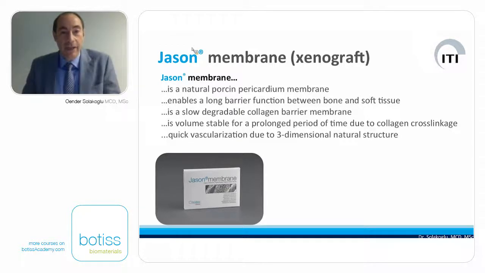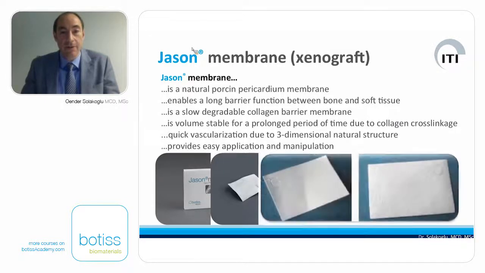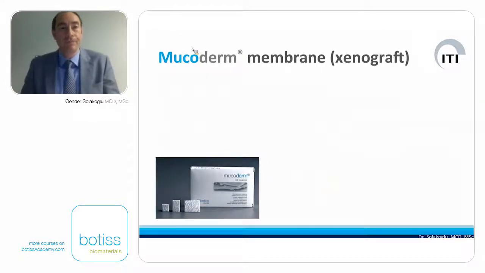Quick vascularization is possible due to the three-dimensional natural structure of the pericardium membrane, and it's very, very easy to use and has a very nice application and manipulation. It comes in different sizes, as you can see here, and you can see the surface of the upper and the lower side, and you can see that tissue grows very nicely and easily to this membrane.